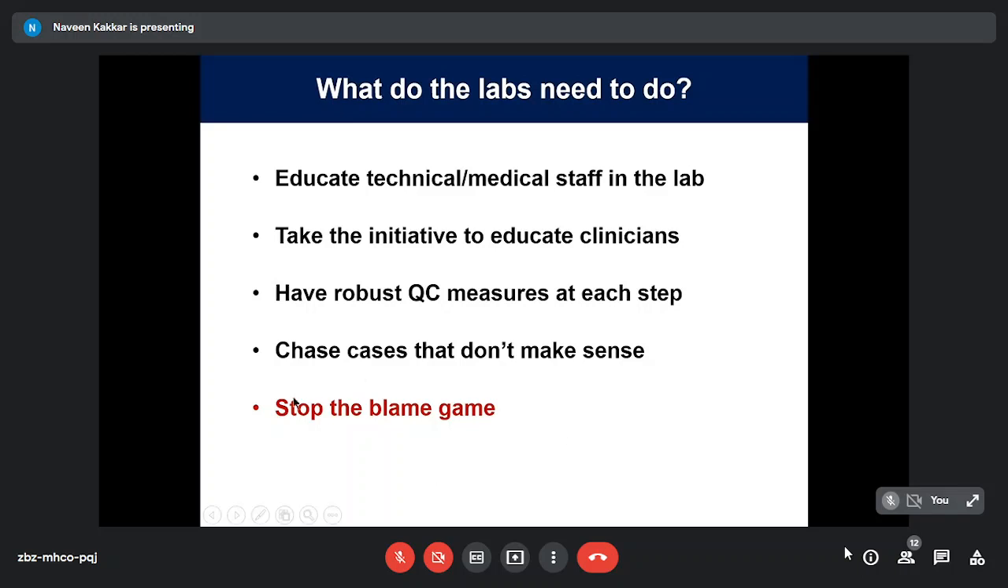Importantly, stop the blame game. Although we know pre-analytical variables are a problem, we can't blame the clinicians all the time. We need to keep that talking window open, have a good rapport with them to get the best use of the lab and the clinical output.